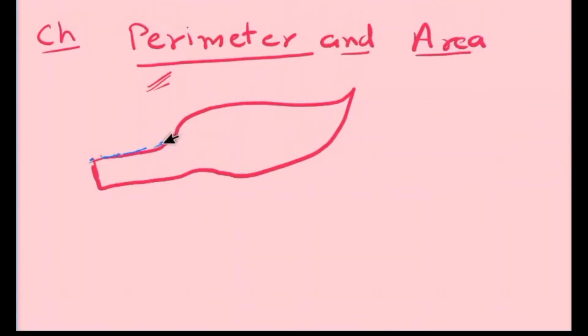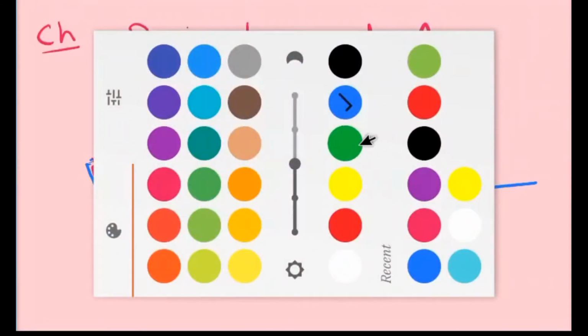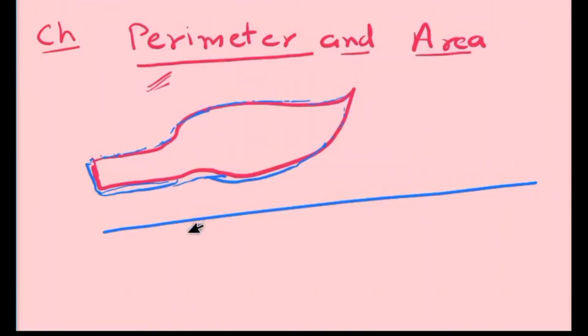You can take a thread and measure the length this way, putting the thread here again and again, and complete the boundary. Then when you open the thread this way, the thread is open in a length way.